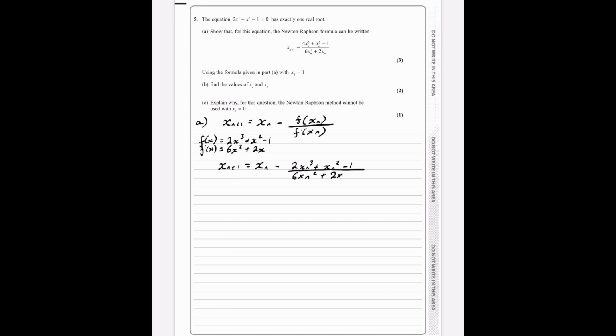Okay, so the challenge with this question is to bring it together as a single fraction. To do that, I'm going to rewrite x n as a fraction over 6x n squared plus 2x n. So essentially multiplying the top and the bottom by 6x n squared plus 2 lots of x n, with my x n at the very front, and then I'm going to leave the second fraction unchanged.